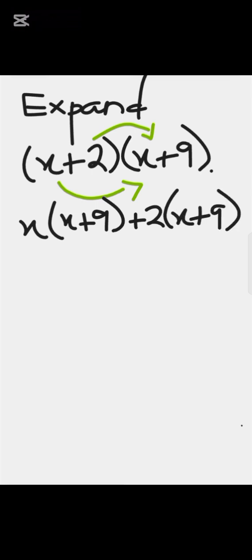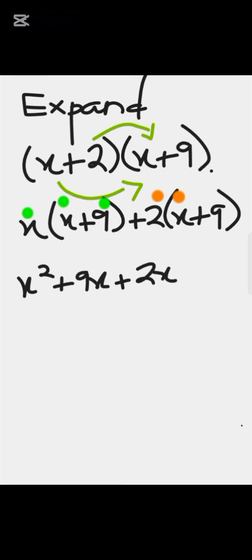At this point we are just going to simplify, so we are going to multiply the term outside the bracket by the terms inside the bracket. Now x times x gives us x squared, then x times 9 gives us 9x. Then we move on to the next bracket. Now we have 2 in front of it, so that is positive 2 times x, that gives us positive 2x. Then we have positive 2 multiplying 9, that gives us positive 18.